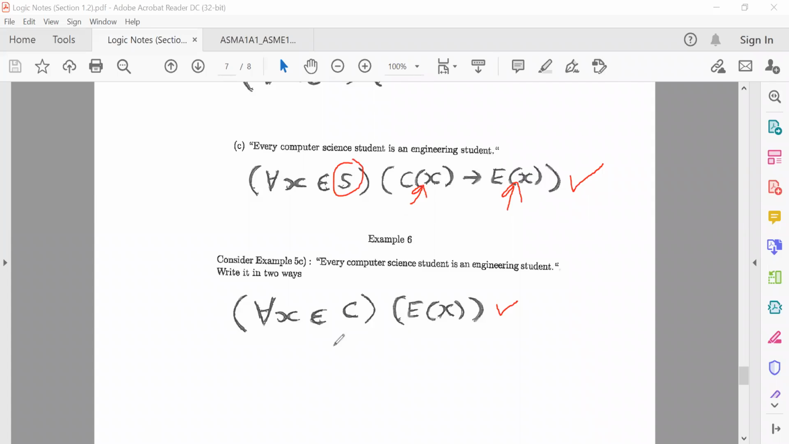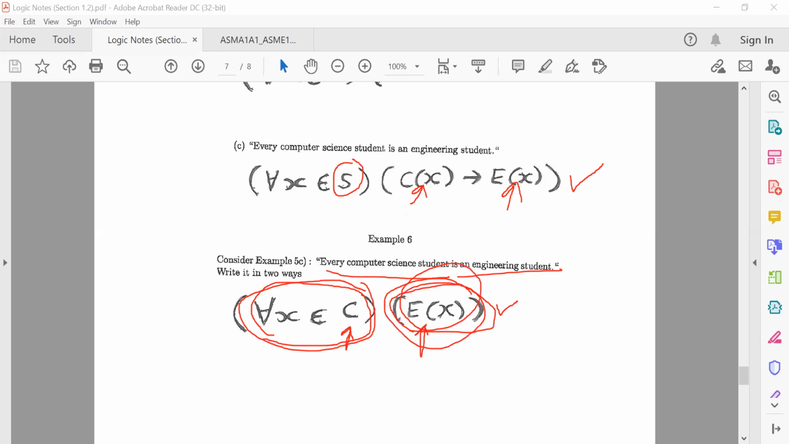All right. The easiest way is to say I have a predicate symbol C, which is the set of computer science students. Then I have a predicate E(x) that says x is an engineering student. So all computer science students, that's what that first bracket says. Then the second bracket just says they're engineering students. There we go. Every computer science student is an engineering student. It's as easy as that.